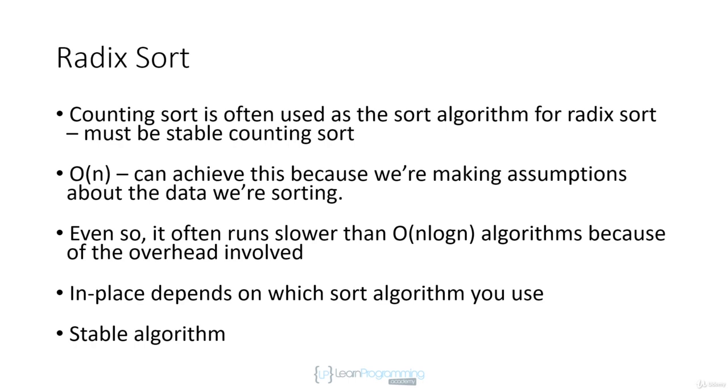Now, whether or not it's in place will depend on which sort algorithm you use, because as we've seen, some sort algorithms are in place and some aren't. So radix sort can be in place, or it might not be in place. It's going to depend on what sort algorithm you choose to do the sorting at each phase. It's a stable algorithm. As we've seen, because the sort algorithm we use at each phase has to be stable, radix sort turns out to be stable. And in fact, that's key to making it work, is that the sorts in earlier phases aren't being undone as we sort based on the more significant positions.